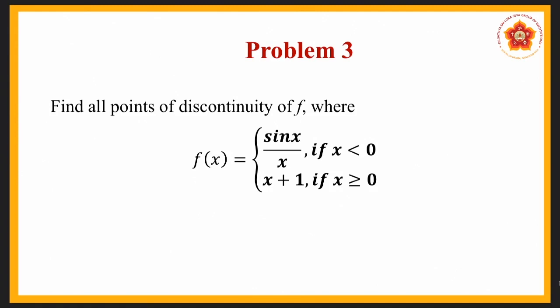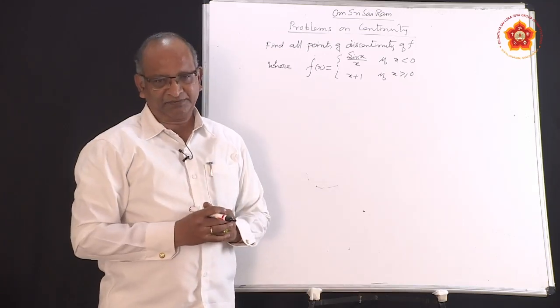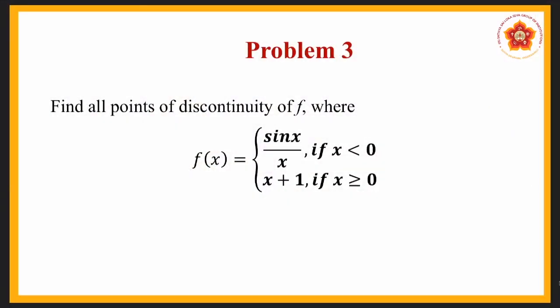Look at the function sin x by x. Sin x as such is a sine function and we know sine functions are all continuous. The denominator is x, a polynomial function, which is also continuous. So, sin x by x is a rational function in which numerator and denominator both are continuous. So, as a result we know that sin x by x is going to be continuous.